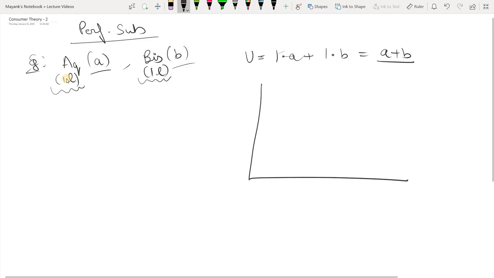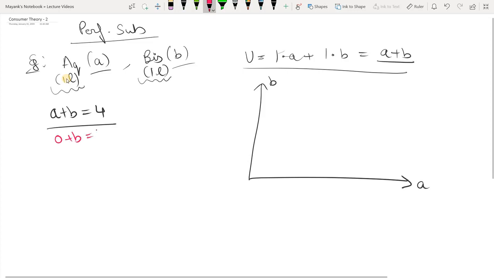Now, if I want to plot the indifference curves for this utility function, let's say this is your A and this is your B. The way to plot ICs is you pick different U values. So let's say you want to plot the IC corresponding to utility level 4. So you have A plus B is equal to 4. Now this is the equation of a line. If you want to plot the equation of a line, the simple case is first you assume the x coordinate to be 0. So you get 0 plus B is equal to 4, which implies B is equal to 4.